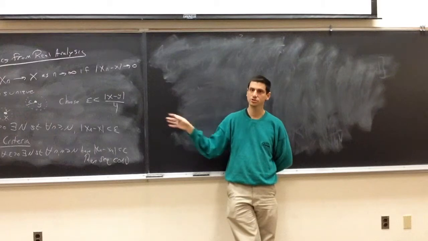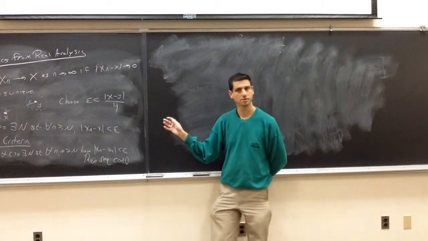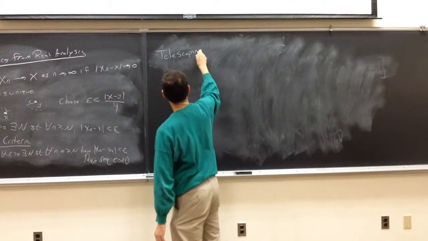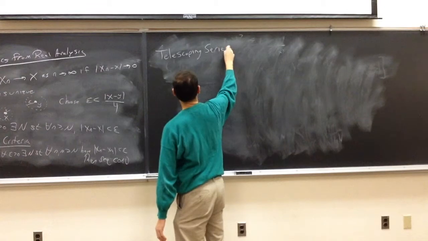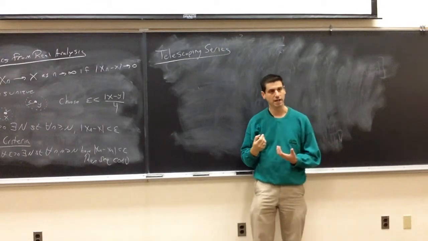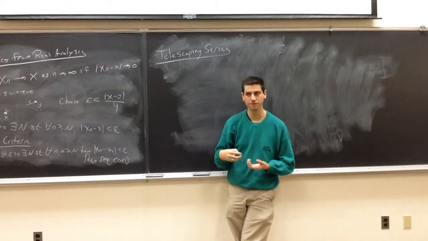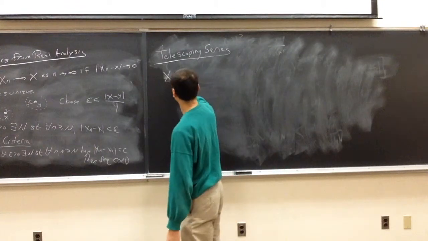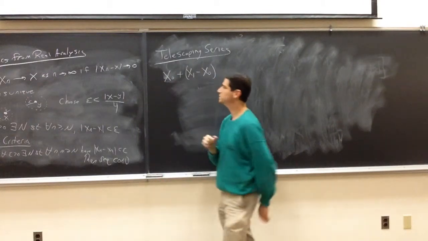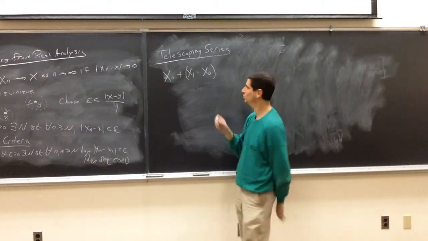Has anybody seen the telescoping method to get the limit? So, telescoping series. This is an extremely common technique in mathematics. When you have a series that you want to add, if you group terms intelligently, it's often very easy. This is a fancy way of writing what? This is a fancy way of writing x1.